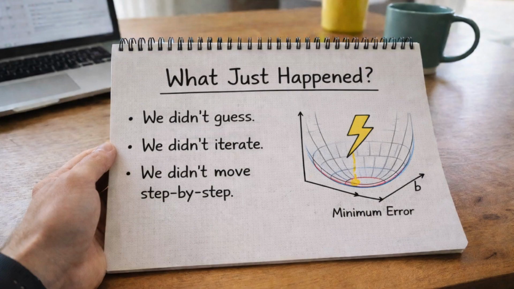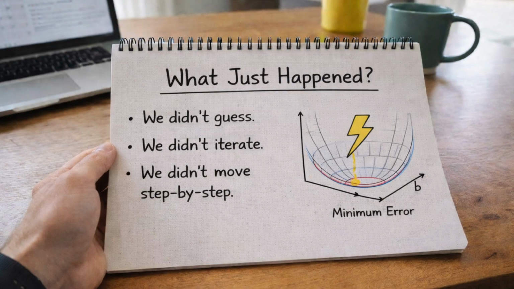Notice something important. We didn't guess. We didn't iterate. We didn't move step by step. We jumped directly to the exact minimum. That's the power of the normal equation.